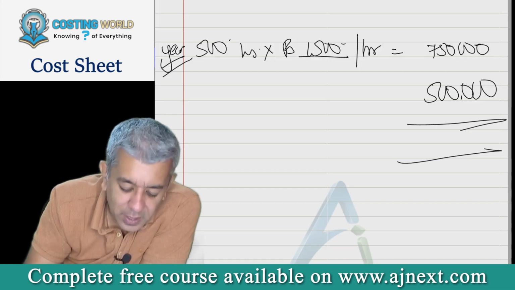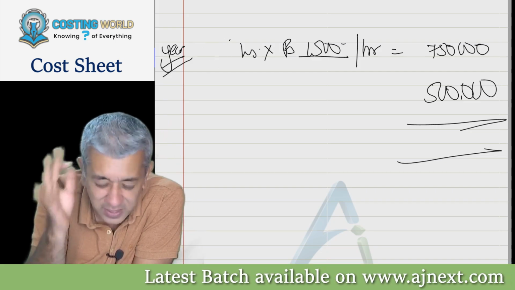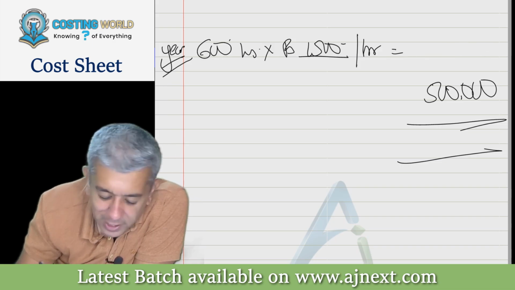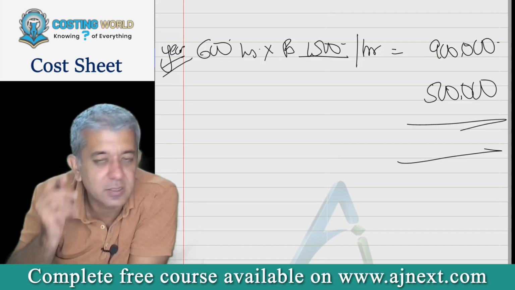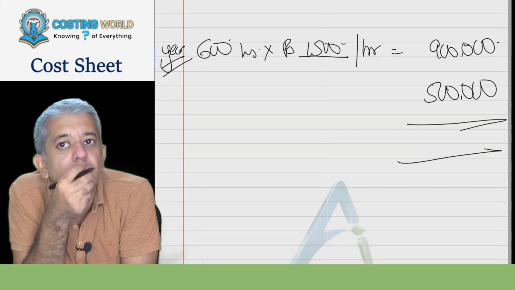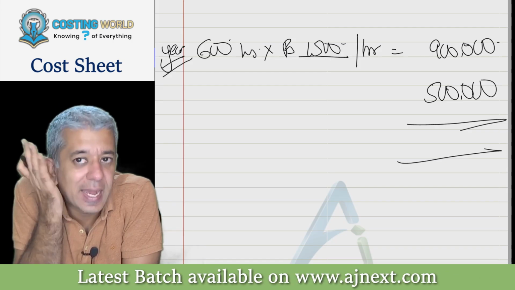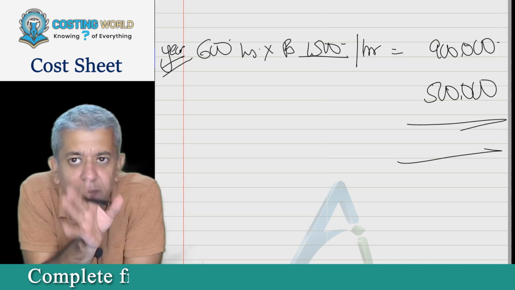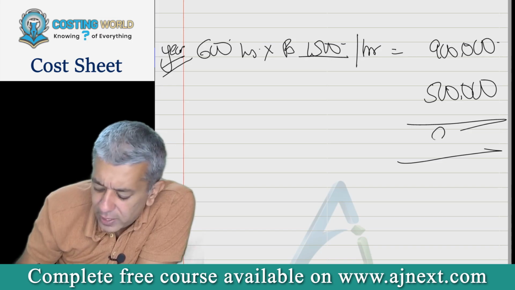Now in a certain month, sorry, in a certain year, not month, year. Suppose if he works for 600 hours. Can you say 600 hours into 1500 is nothing but 9 lakhs. Tell me how much payment I am supposed to be giving to him? 9 lakh rupees. I had guaranteed him that I will give him minimum how much? 5 lakhs. So I am giving him much more than that, no? So therefore I give him 9 lakhs.